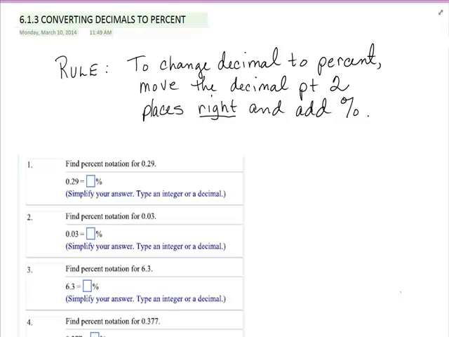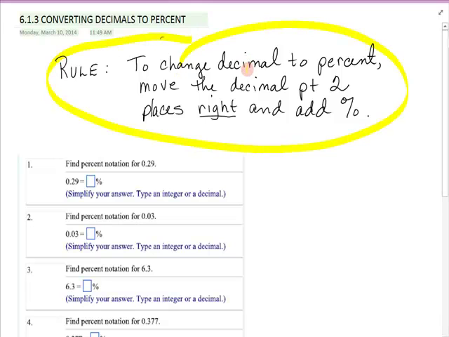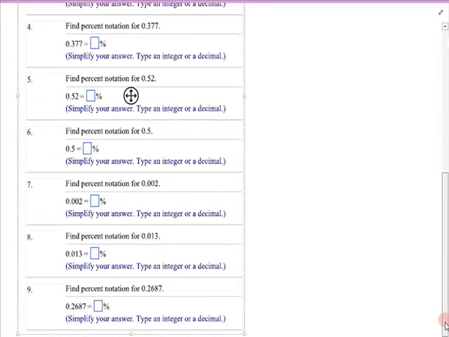This lesson we're going to continue to work with percents, but we have a new rule. In this lesson, we're going to change a decimal number to a percent. To do that, we're going to reverse what we did in the last lesson. We're going to move the decimal point 2 places right and add a percent sign. Each time we do this, the 2 places have to do with the hundredths. Let me make these problems just a little bit larger.